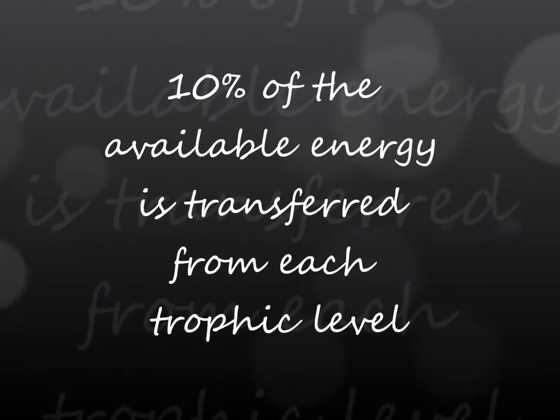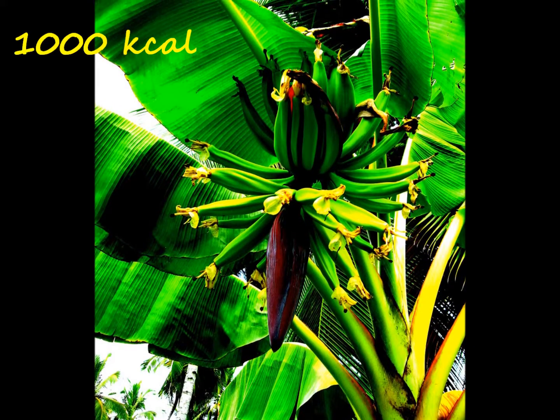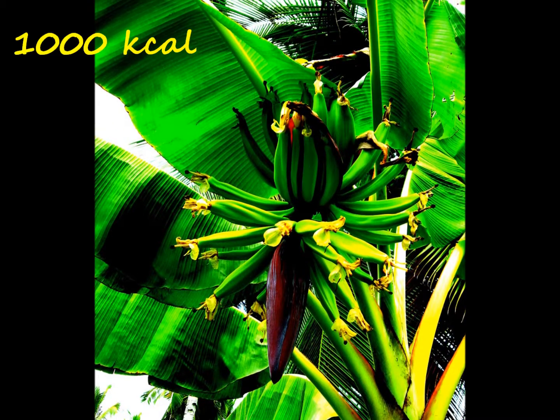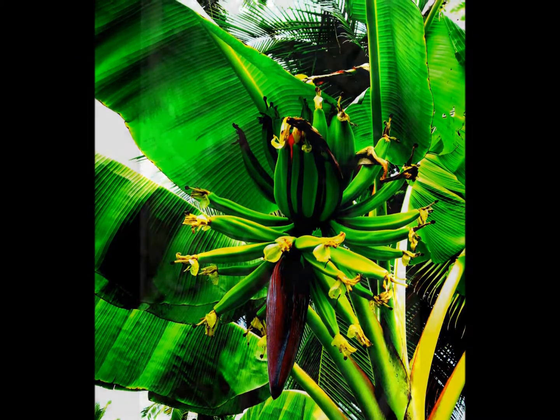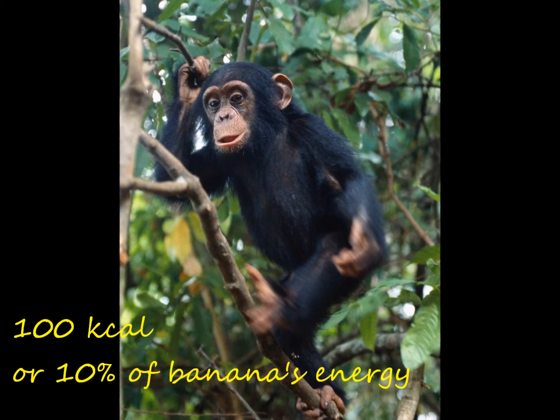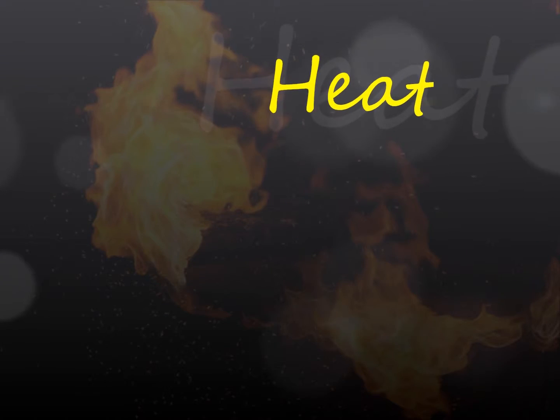Only 10% of the energy available on the trophic level below is transferred when that organism eats the other organism on the food chain. If the banana tree got 1,000 kilocalories, then the chimpanzee would only receive 100 kilocalories or 10% of the banana's energy. The rest is released into the atmosphere as heat.